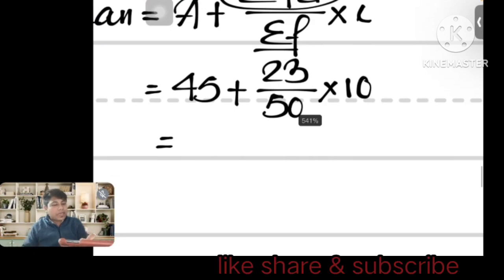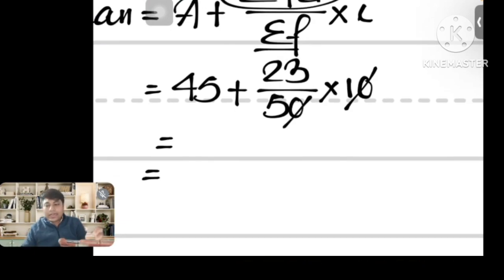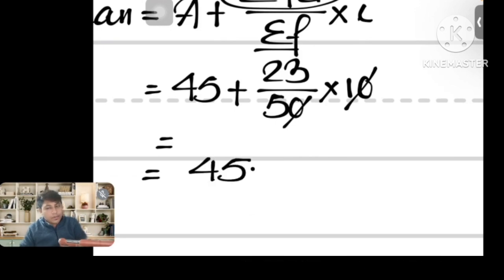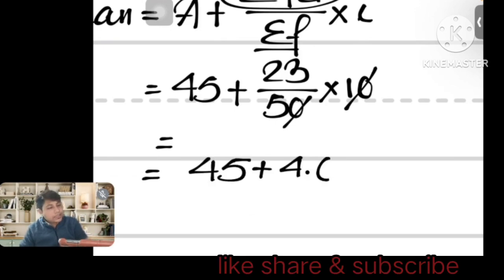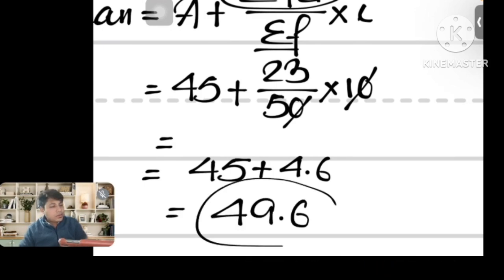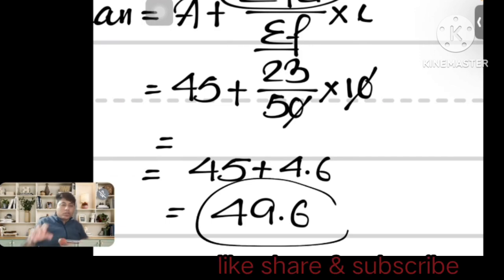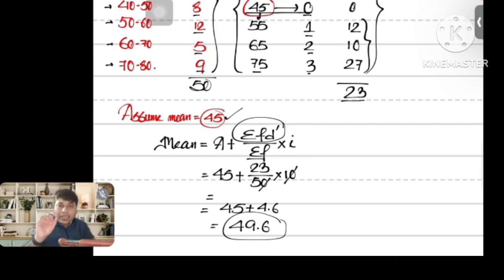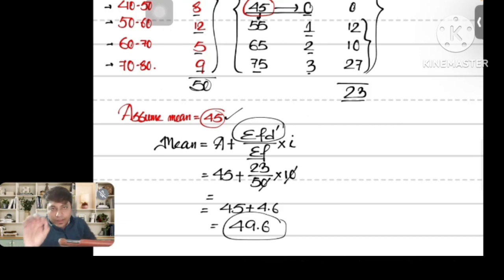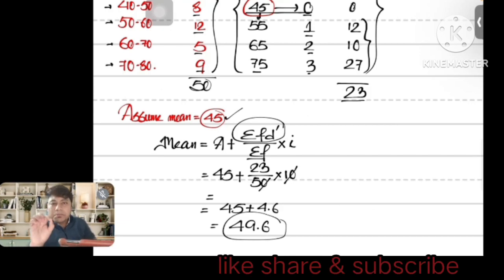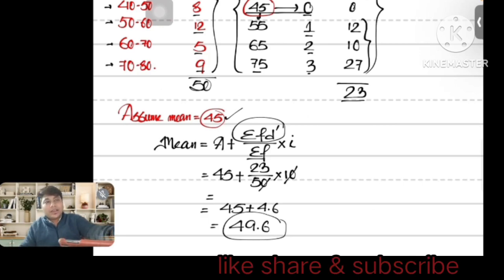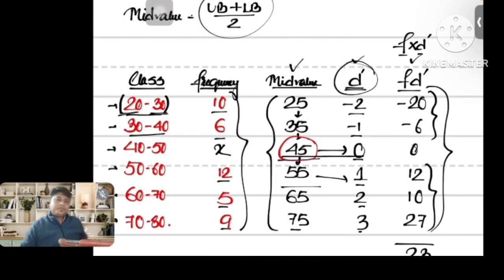Now please do the whole calculation. Simple calculation. You will get the result. If you do the calculation, it will be 45 plus 4.6. Finally the answer is 49.6. So the exact mean value of the total class is 49.6. These are the steps we need to follow to get the exact value of the mean. I believe you guys completely understand how easily and quickly we can solve it. I hope you can easily understand.